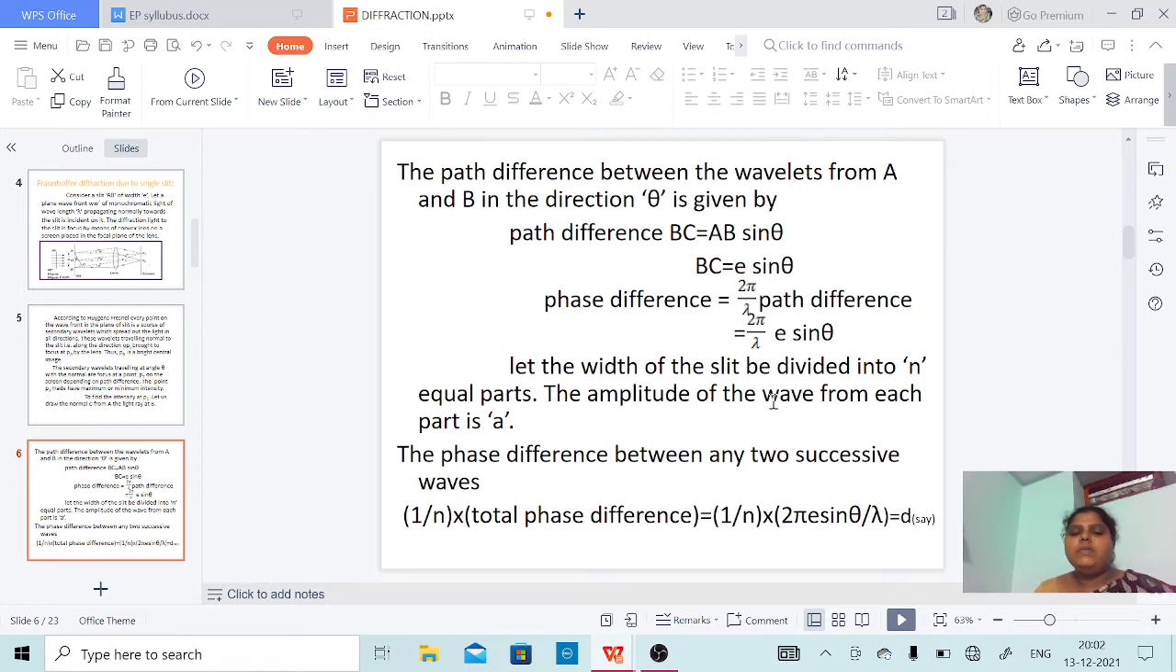Now the phase difference between any two successive waves. We already wrote the total phase difference as 2 pi by lambda into e sine theta. Why can we write it as 1 by n into the total phase difference? Because the slit is divided into n equal parts. So 1 by n into the total phase difference becomes 2 pi e sine theta by lambda, and let it be d.